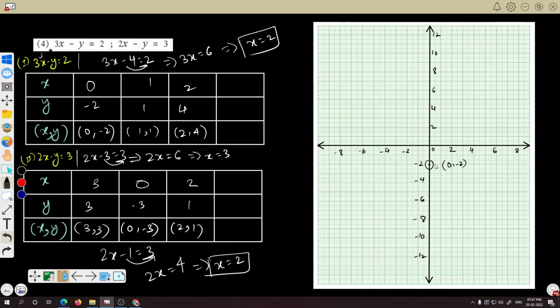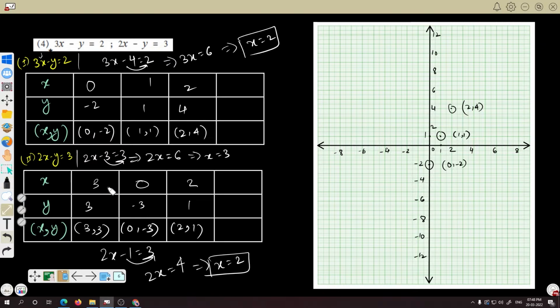Now the second point is 1 comma 1. So exactly between 0 and 2 on the x-axis, this point is 1, and on the positive y-axis, exactly between 0 and 2, this is point 1. So if I mark this point, this will give me 1 comma 1. Now the last point is 2 comma 4. So x coordinate is 2 and y coordinate is 4. This point exactly at this position, this is 2 comma 4.